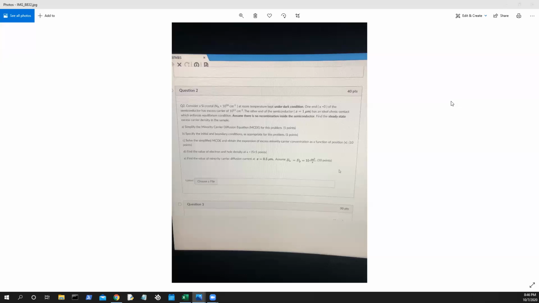And that would be it here since we don't have G L. So now we have to use that and solve for the A and the B here. Not for question 2. No, for C, right? Solve the simplified MCDE and obtain the expression. It doesn't have e's in it because the no recombination rate makes the delta p over tau p term go away.